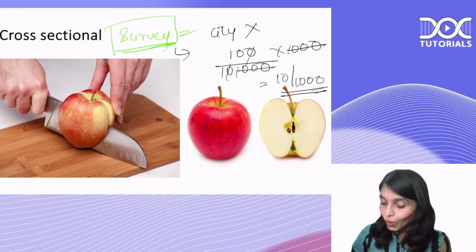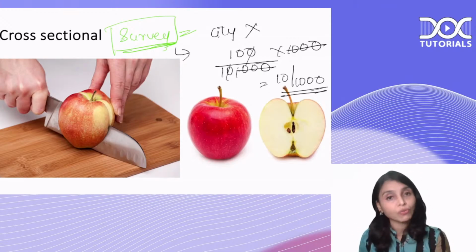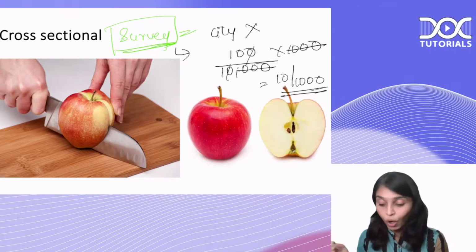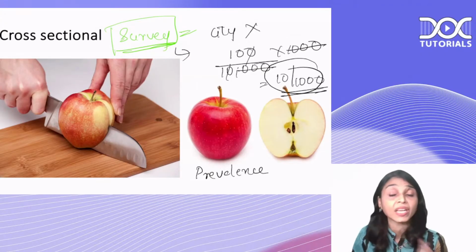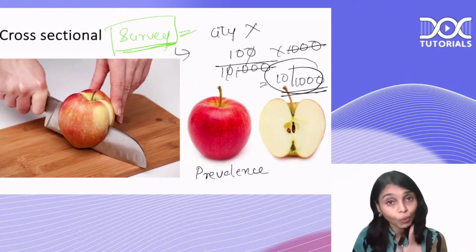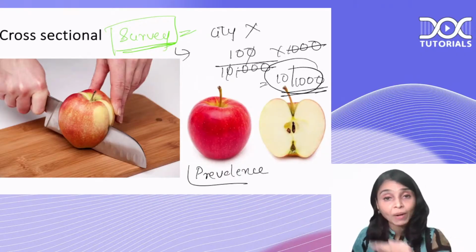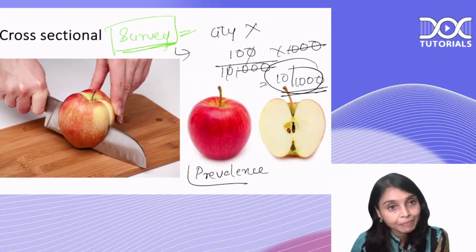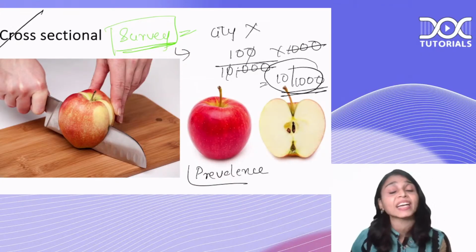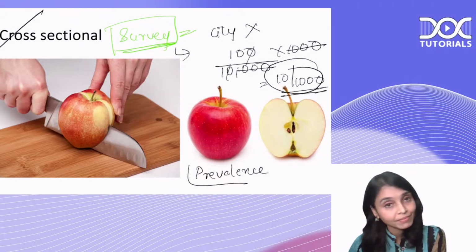So this is what you get out of a survey. This is what you call prevalence. Have you heard about prevalence? Don't say we haven't heard. You know what prevalence is. Prevalence means at one point you are trying to see how many are having a particular disease. That is exactly what you do in a cross-sectional study.